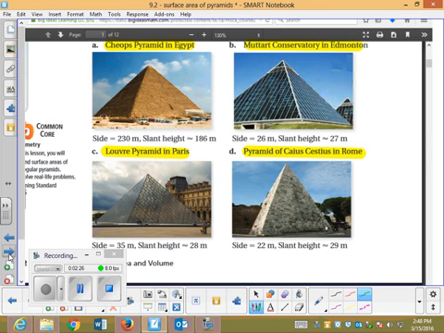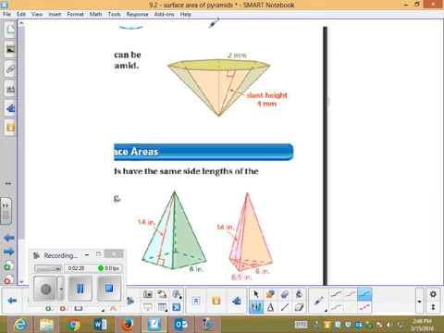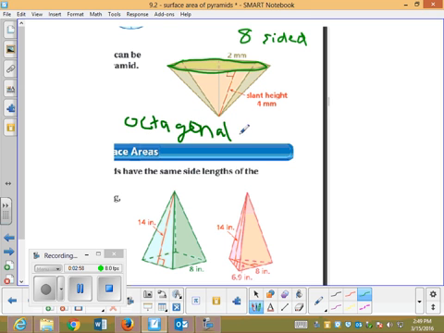Okay? All right. Now, this particular pyramid is a special one too. Can you figure out what the base is? Let's see. Believe it or not, this is a 1, 2, 3, 4, 5, 6, 7, 8. I know it doesn't look like it, but this is an 8-sided figure. Do you know an 8-sided figure's name? It is called an octagon. So since it's an octagon, we will call this an octagonal pyramid. Just like a hexagonal pyramid, this is an octagonal pyramid.